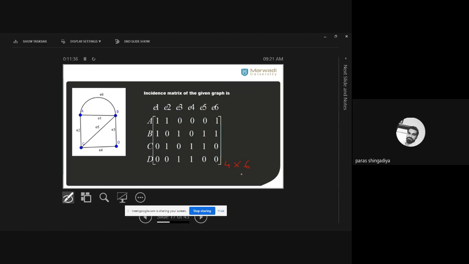And same for the third vertex, C. C is connected with E2, E4, E5. So put 1 for E2, E4, E5, and the rest of the entries will be 0. And same for D. D is connected with E3 and E4 only. So put 1 for E3, E4, and the rest of the entries will be 0. So that is known as the incidence matrix of this graph. Is it okay? Any confusion?